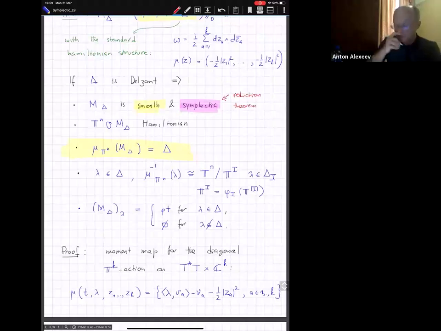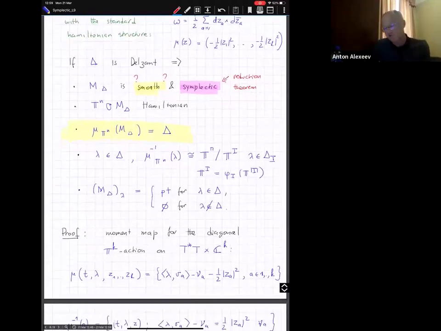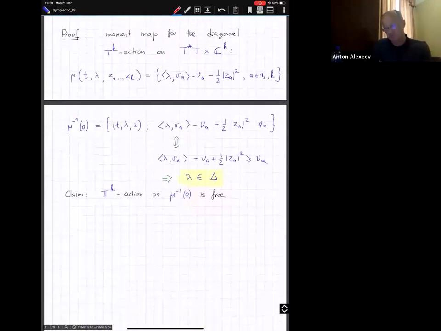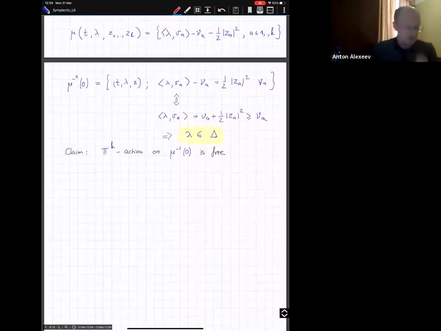And smooth, we don't know, right? Because for smooth, we had some assumptions. We had an assumption that the action on the level set is free. That we don't know. And that's probably the high point of today's class. So now we're going to see that it is free. It's very easy, but still it's kind of interesting.